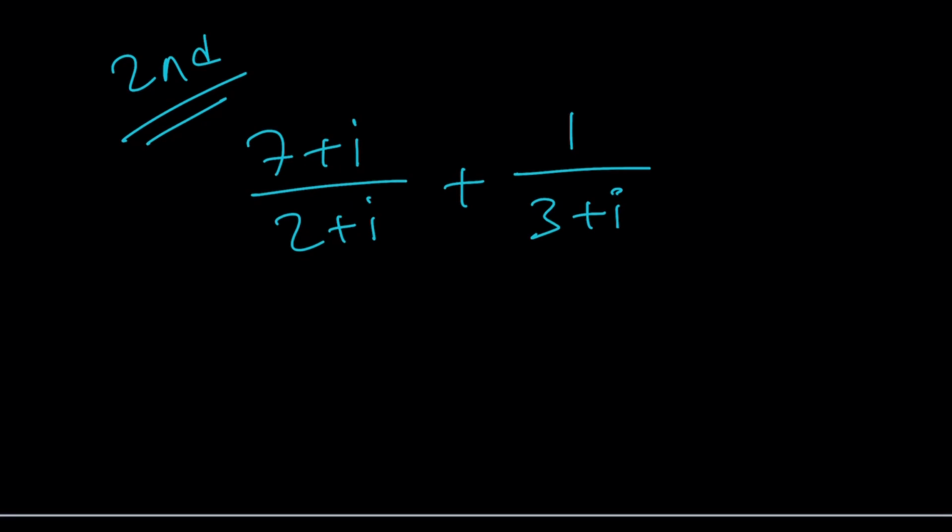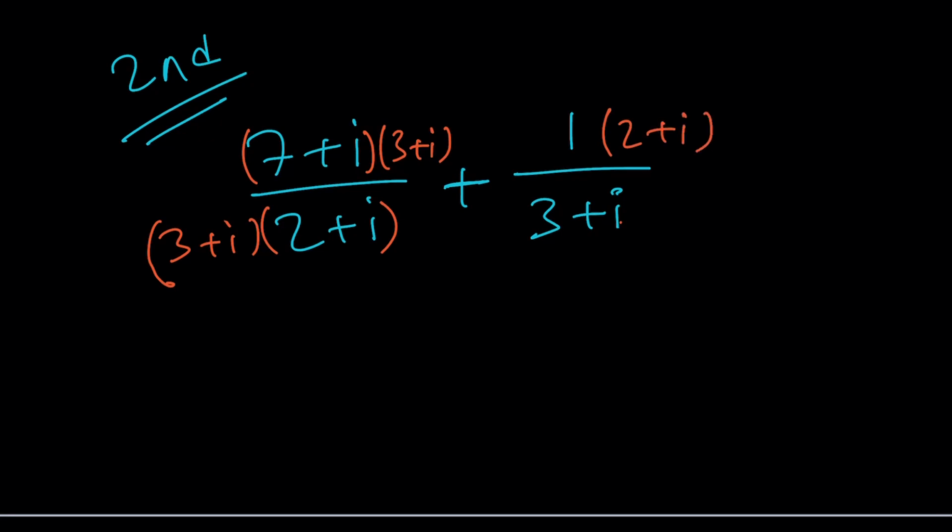So the second method involves some kind of brute forcing, I don't know, which is making a common denominator. It's not desirable, but who cares, right? I mean, we can do anything we want, pretty much. So let's multiply 7 plus i by, maybe I'll show you here because it's a little better that way. Multiply this by 3 plus i to make a common denominator, like this. And multiply this by 2 plus i, again, to make a common denominator.